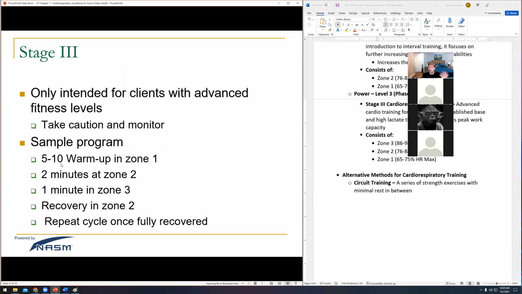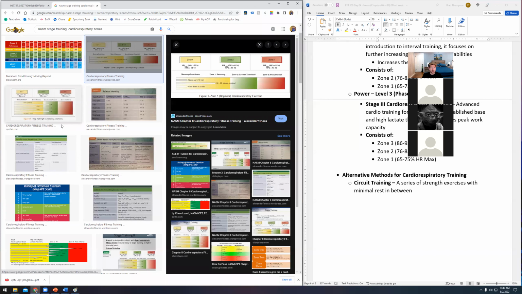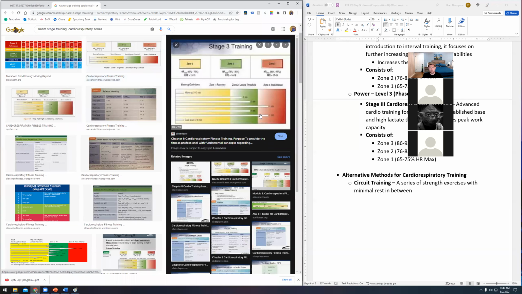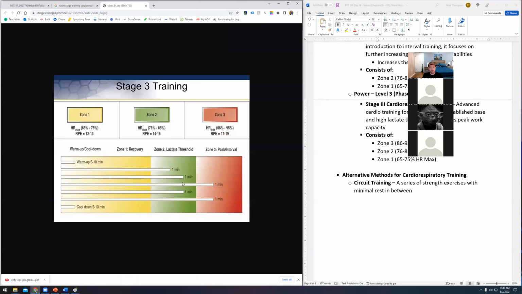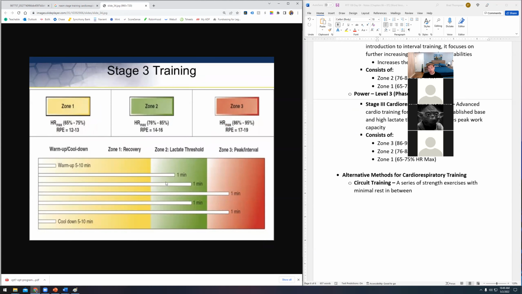So what I might do is warm up in zone 1, which is not really even working me that hard anymore. If I go for a jog, for instance, I don't really feel that intense. And then I might do 2 minutes at zone 2 with 1 minute in zone 3 and then recover back in zone 2. So it might look something kind of like this, right? I warm up for 5 to 10 minutes. I get into the green, that's a little bit tough. And then I get into the red. I'm like, God, I'm dying. And I drop back into the green to recover. Red, green, red, green, right?